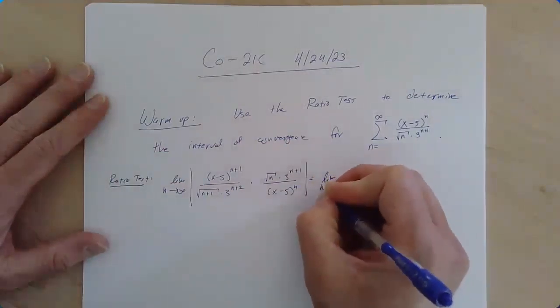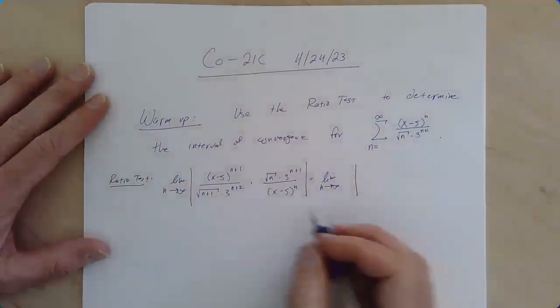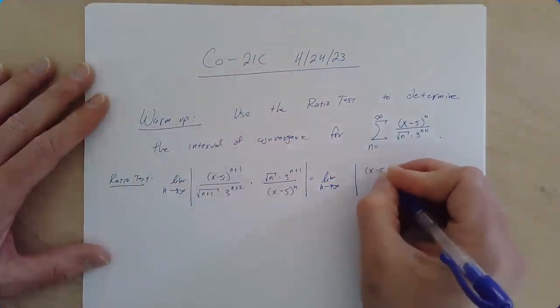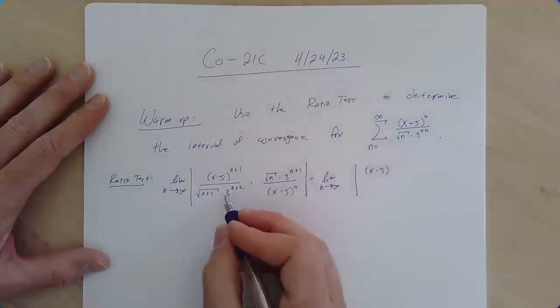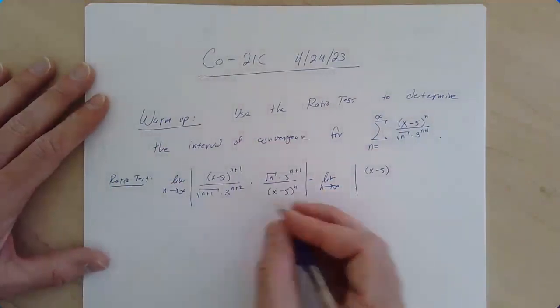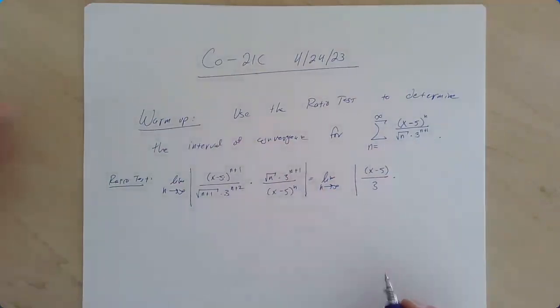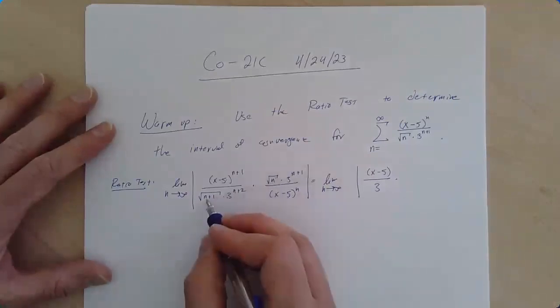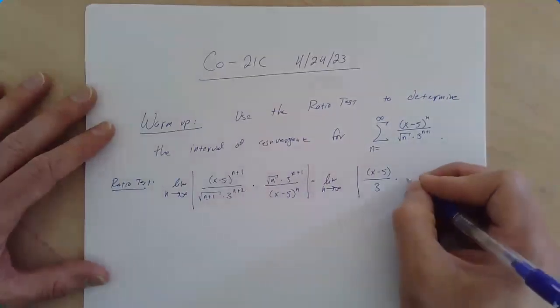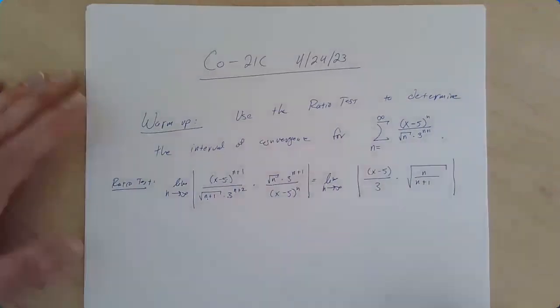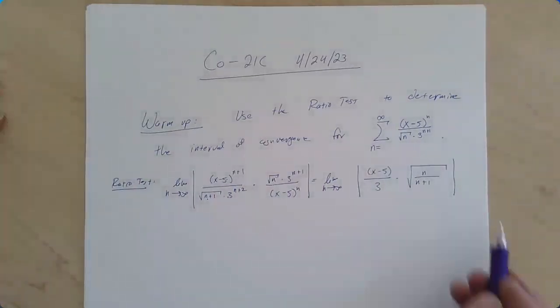I would write this as the limit as n goes to infinity of the absolute value. (x minus 5) to the n plus 1 over (x minus 5) to the n is just x minus 5. 3 to the n plus 1 over 3 to the n plus 2, we're going to get a 3 in the denominator. And then n to a power ends up not contributing anything, right? We're going to write this as square root of n over square root of n plus 1, or even, if you like, the square root of n over n plus 1. But when we take the limit, that part of it is just going to be 1.